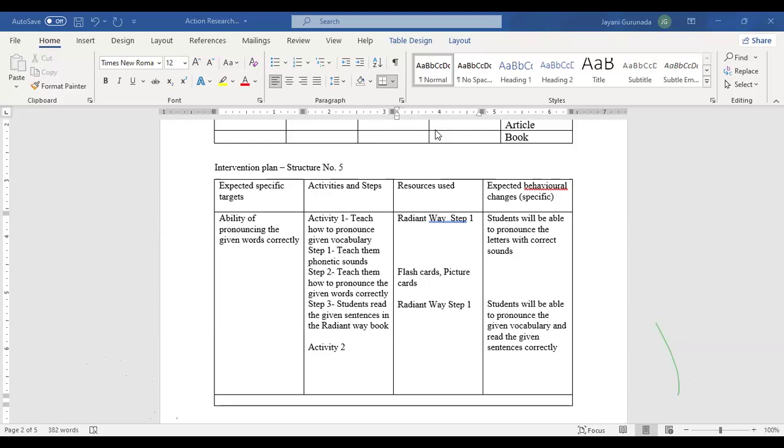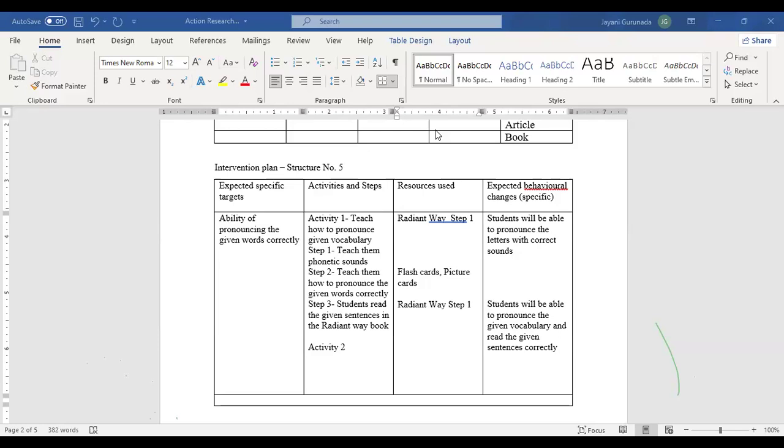Activity 3, introducing sentence structure. Step 1 shows pictures with sentences. Step 2 differentiate the singular and plural be verbs through whiteboard or the game. Step 3 make them form sentences using clues. Resources used: pictures, whiteboard marker, task sheets. Expected behavioral changes: students will be able to identify the SVC pattern for am and am not.